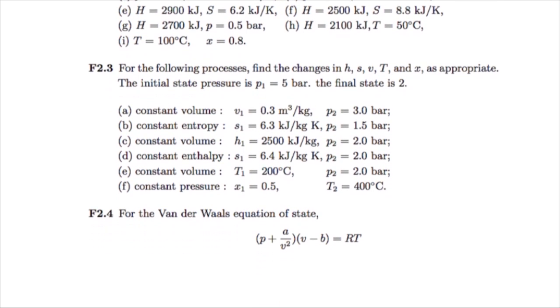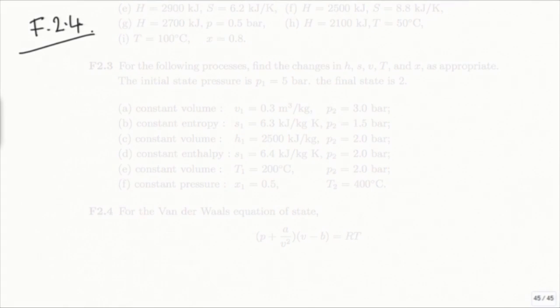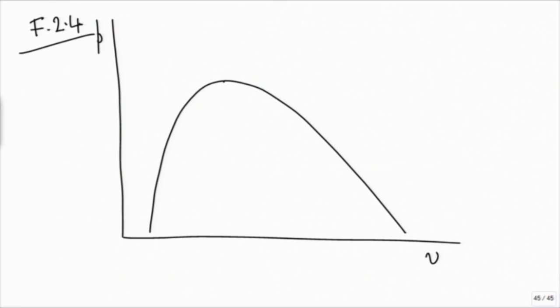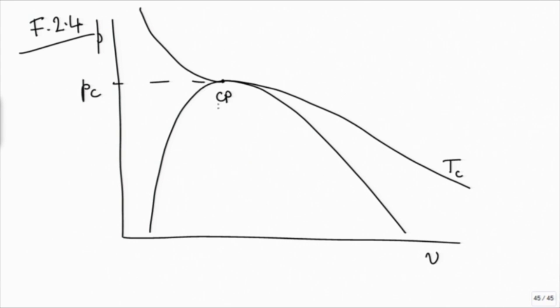Now in F2.4, the idea is this. On a PV diagram, if this is the critical point, what happens is the critical isotherm, the isotherm pertaining to the critical temperature, goes like this. At the critical point, this is TC, this is PC, and this is VC.